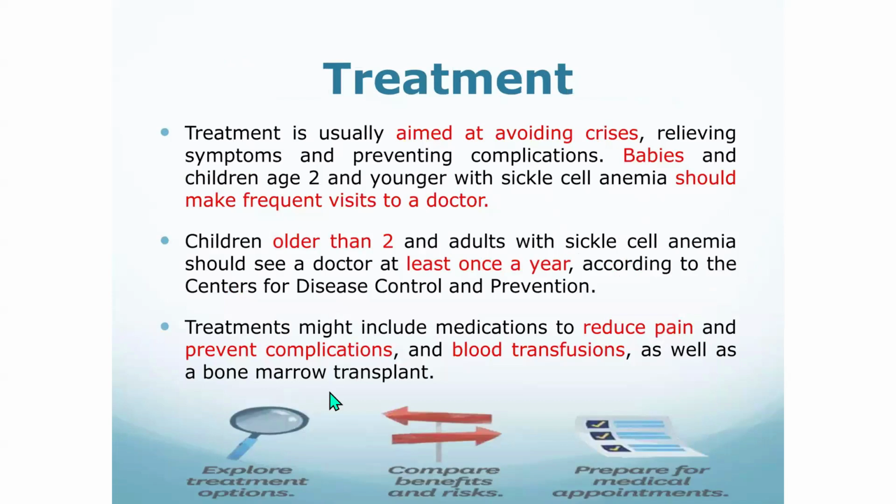The treatment is usually aimed at avoiding crises, relieving symptoms, and preventing complications. Babies and children aged 2 and younger with sickle cell anemia should make frequent visits to doctors. Children older than 2 and adults are expected to visit a doctor at least once a year. Treatment might include medications to ease pain and prevent complications, as well as transfusions.